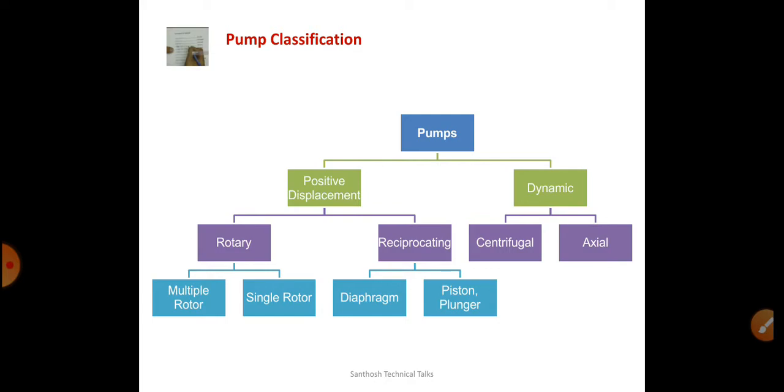These dynamic pumps are further classified into two types: one is centrifugal and the other is axial. The positive displacement pump is also classified into two types: rotary and reciprocating. The rotary is further classified into multiple rotor and single rotor, and reciprocating is diaphragm type or piston or plunger type. First we are going to discuss the dynamic pumps, and after that we move to the positive displacement pump.